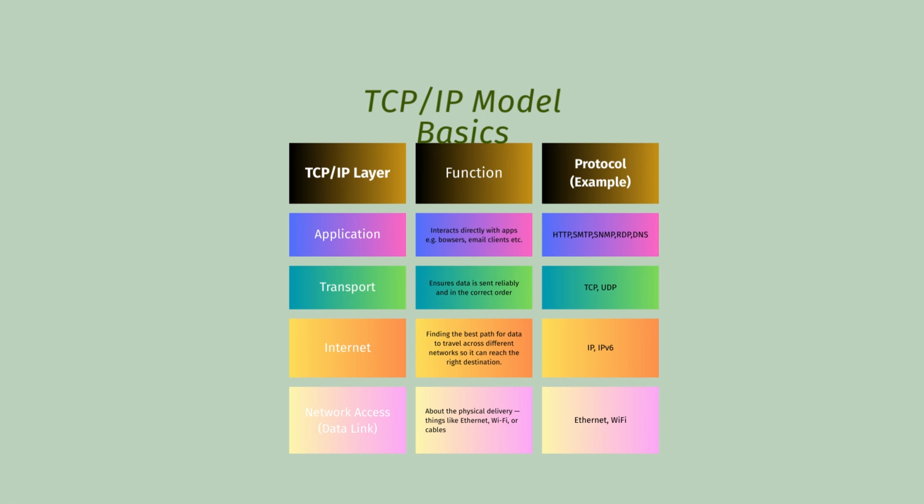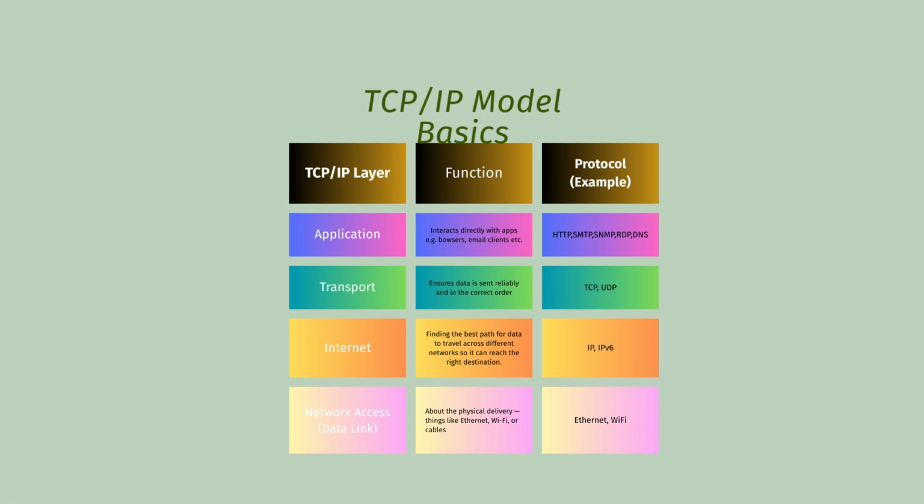The second layer is the transport layer. The transport layer is responsible for making sure that data is sent reliably and in the correct order between devices. It checks that the data you send, like a message, a file, or a video, arrives safely and completely. This layer uses 2 main protocols, TCP and UDP, depending on whether the communication needs to be reliable or faster.